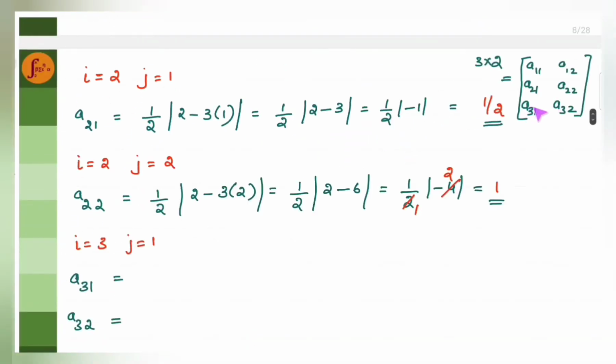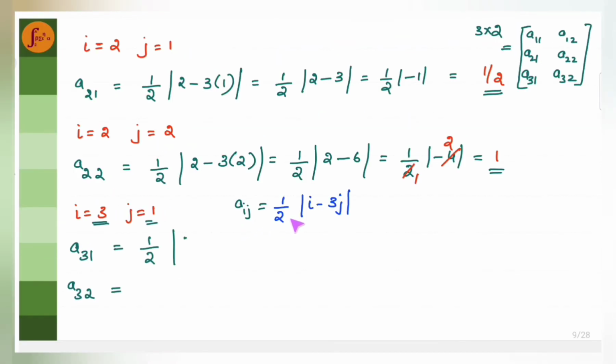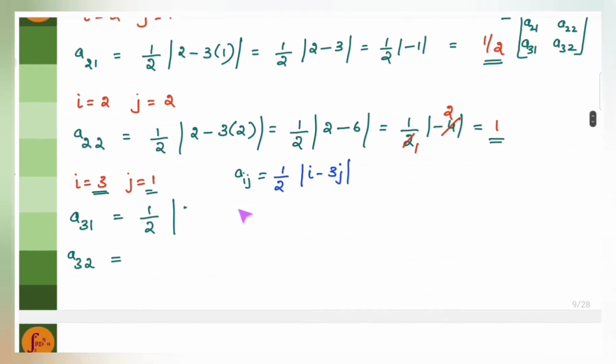Let's calculate A31 and A32. So that means for A31, I is equal to 3, j is equal to 1. So the expression we have is Aij is equal to half into mod of I minus 3j. Now we'll put I as 3 and j as 1. So we'll get A31 as half into mod of 3 minus 3 into 1. So what are we going to get? Half into 3 minus 3, which is 0. Right? So we are going to get 0 as the element.